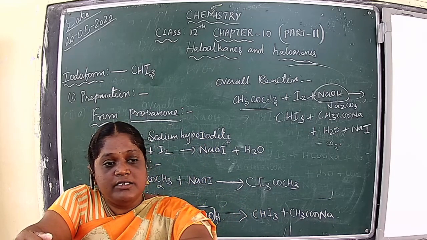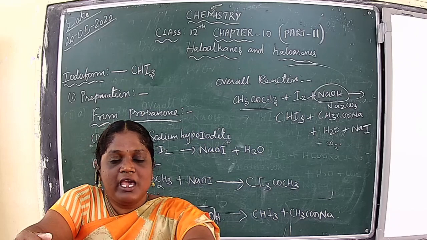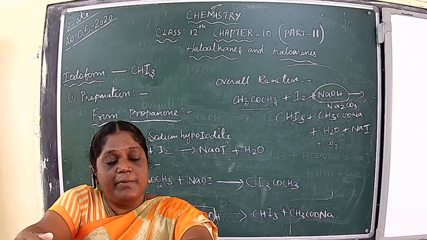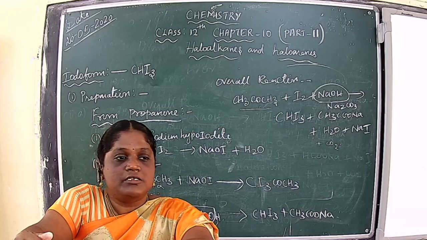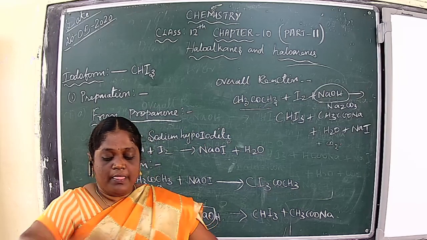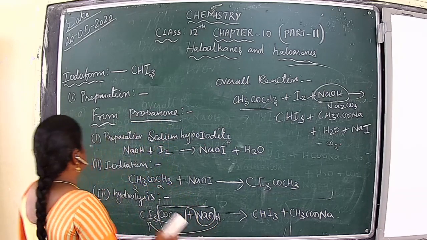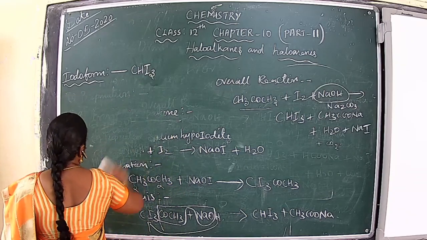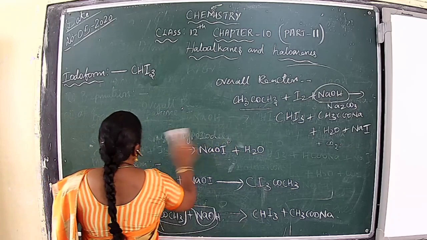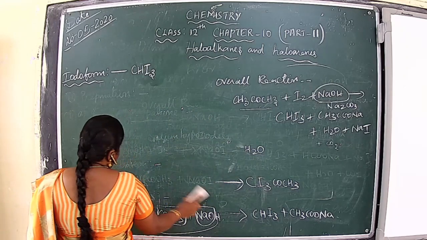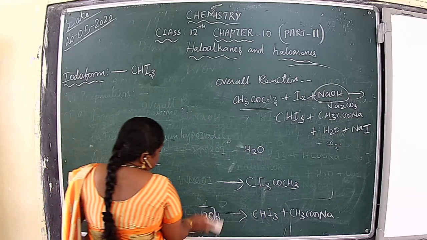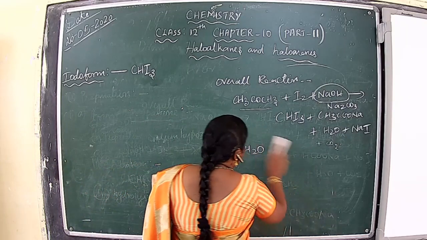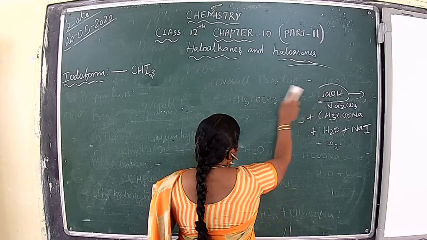Already we have discussed this in chloroform. The same method is used for the preparation of iodoform also. Clear? The next topic is the chemical properties of iodoform. We have seen chloroform, and iodoform has similar chemical properties.